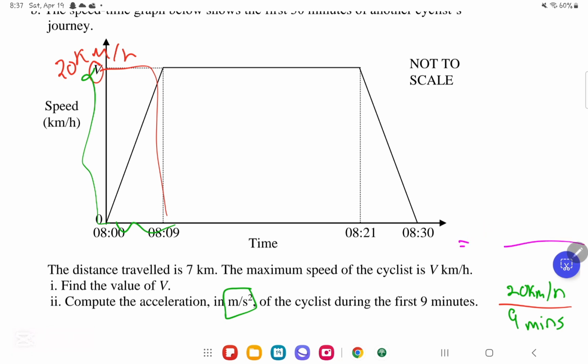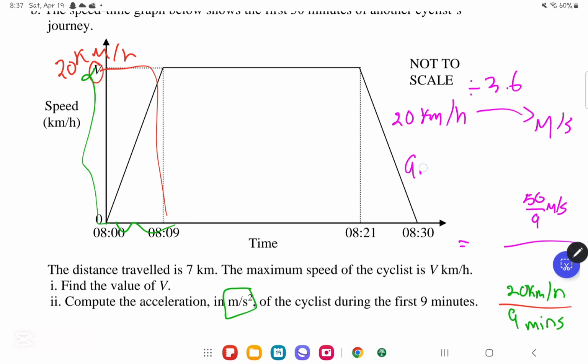So 20 kilometer per hour, let us change it into meter per second. To do that, we will need to divide by 3.6. So 20 divided by 3.6, you will get an answer which is almost 50 over 9. So it's 50 over 9 meter per second divided by what? 9 minutes. You need to change it into seconds. You need to then multiply by 60. So 9 times 60, that is 540.